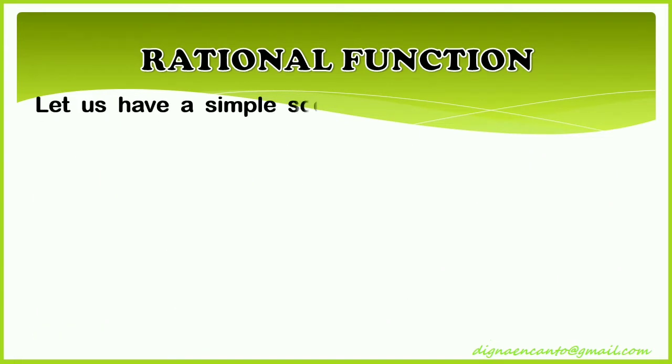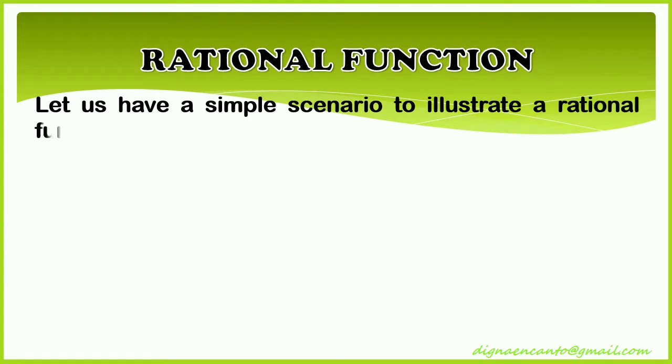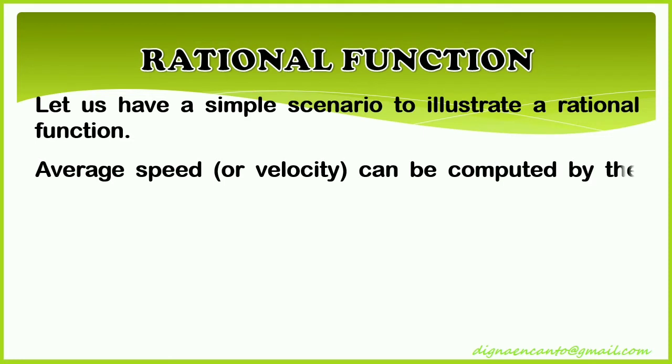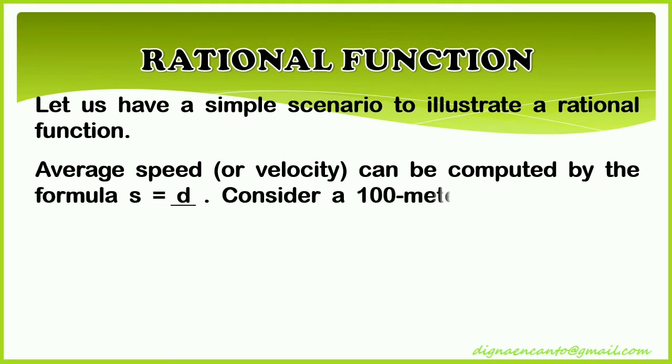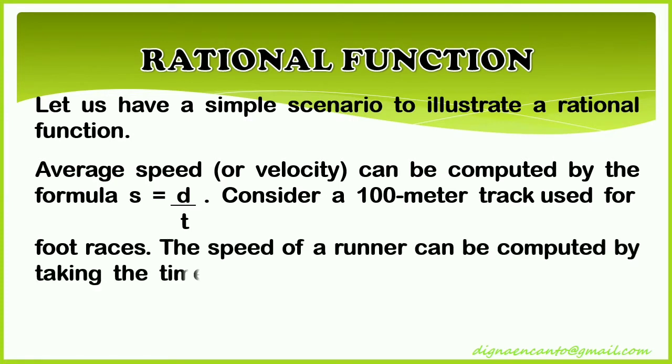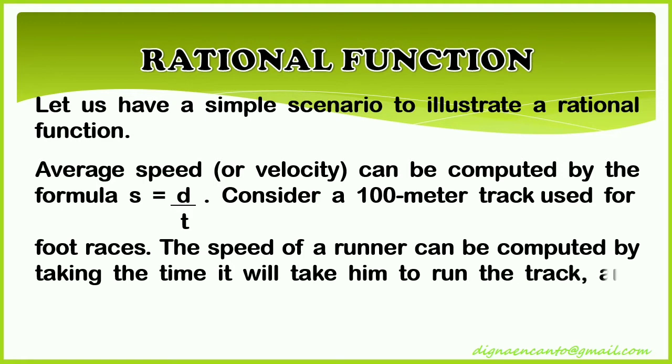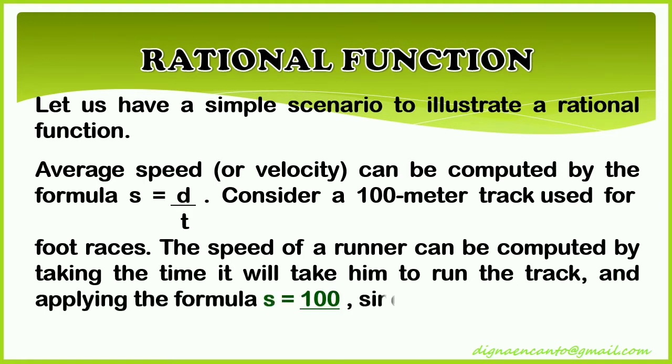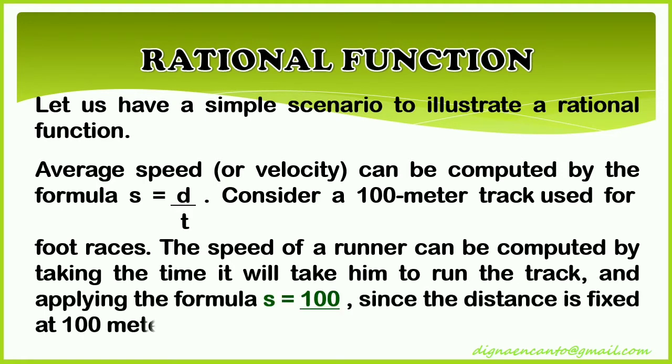Let us have a simple scenario to illustrate a rational function. Average speed, or velocity, can be computed by the formula s = d/t. Consider a 100-meter track used for foot races. The speed of a runner can be computed by taking the time it will take him to run the track, and applying the formula s = 100/t, since the distance is fixed at 100 meters.